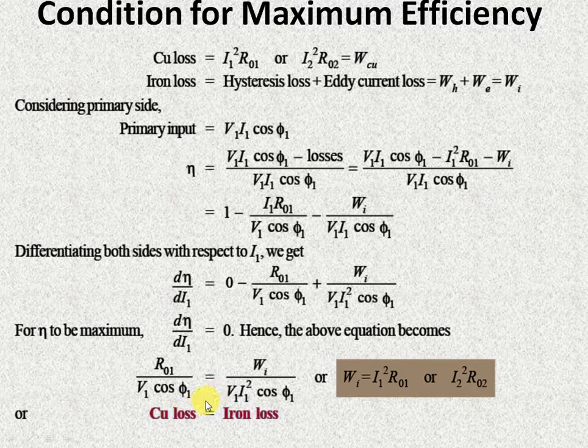While simplifying this relation further, this cos phi 1 term gets cancelled, V1 gets cancelled, we will be able to obtain the relation as Wi is equal to I1 square into R01. So this is actually the condition for maximum efficiency, that is the value of copper loss will be same as that of the value of iron loss. As we all know that the iron loss remains a constant one, the only method by which the maximum efficiency can be achieved is by making the copper loss value same as that of the iron loss.